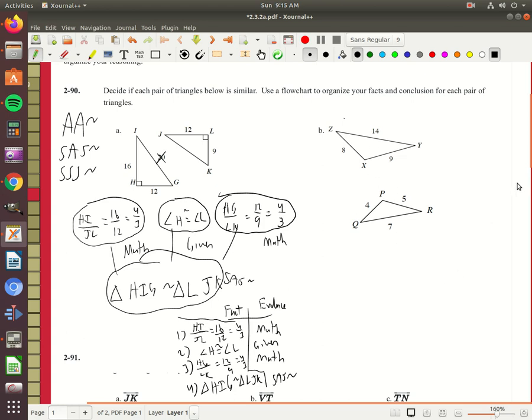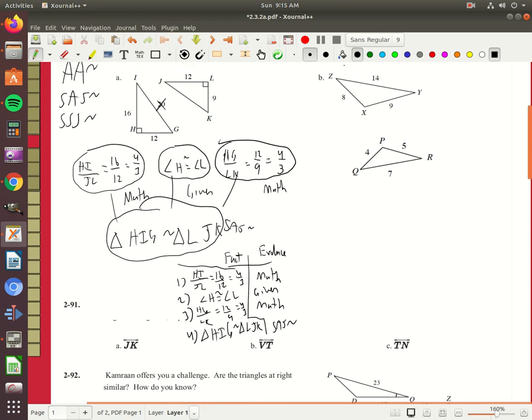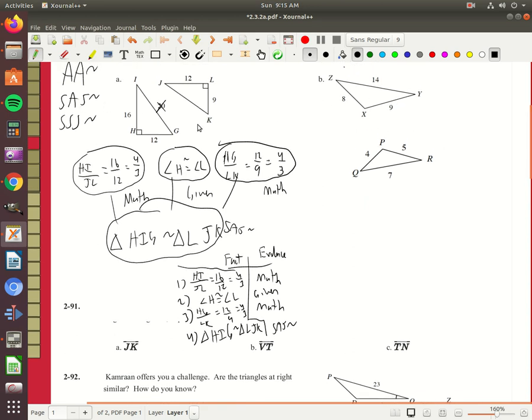What does B look like? When I look at B, I am going to obviously go for side-side-side if I can. So I think the easiest way is to start with the big one. Sometimes I like to just look for an obvious scale factor. So I know that here I have 14 over 7, which is 2 over 1, which means if I go to the small side, I should get 8 over 4, which is 2 over 1.